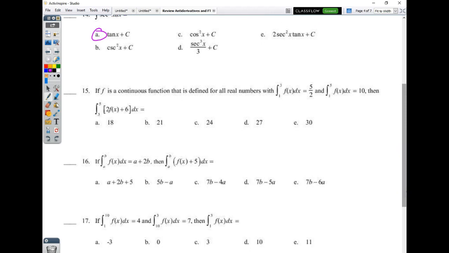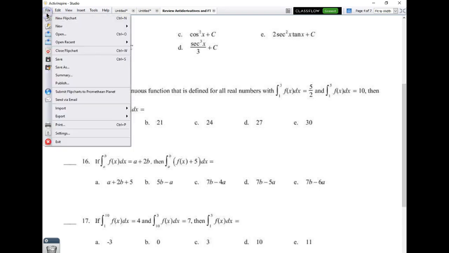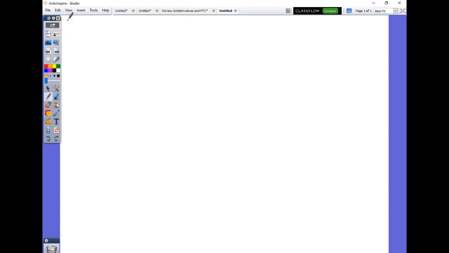If f is a continuous function that is defined for all real numbers, with the integral from 1 to 3 of f of x dx equals 5/2 and 1 to 5 of f of x dx equals 10, then the integral, oh my goodness, so there's a lot. There's so much. You know what I'm going to do? I'm actually going to look at a new flip chart just so we can have that one a little more handy. So what am I looking for? I'm looking for the integral 3 to 5 of, and man, they're even using brackets here. Man, this is going to be all sorts of whack. 2f of x plus 6 dx.